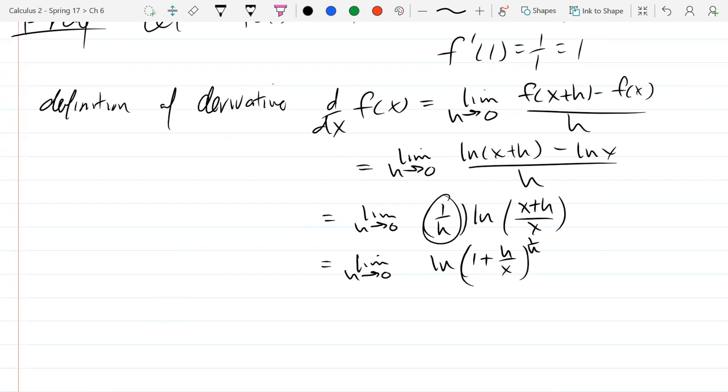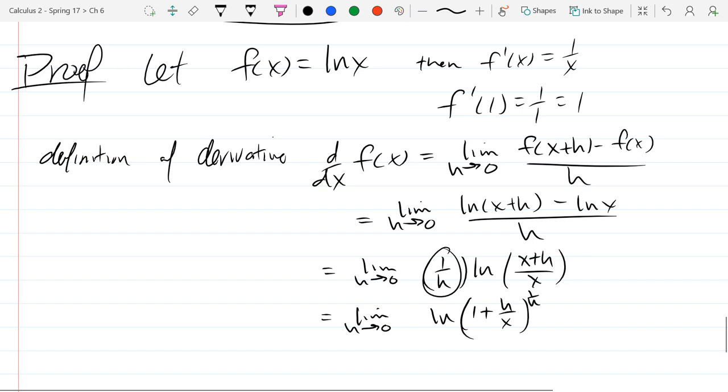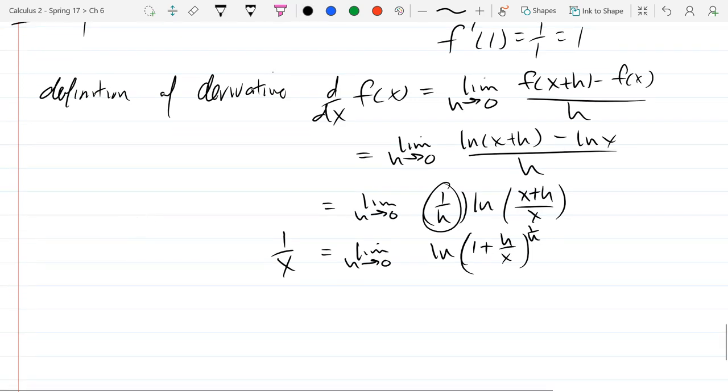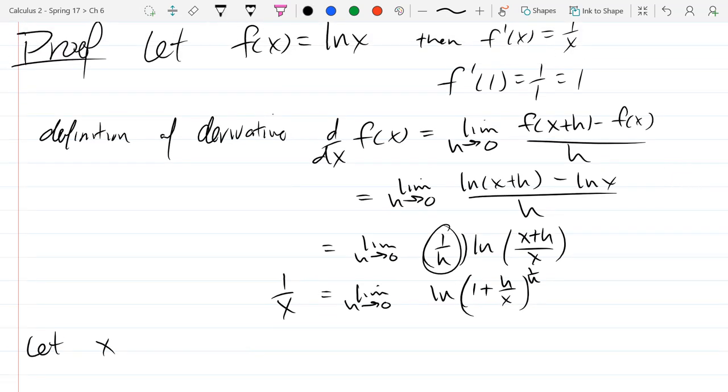So the good news is I know the answer to this question. What's the derivative? 1 over x. So we have this identity. Let's pick an x value. What would be a bad x value to use? There are a few bad x values here, but what would be a very obvious one? 0. 0 would be obviously bad.